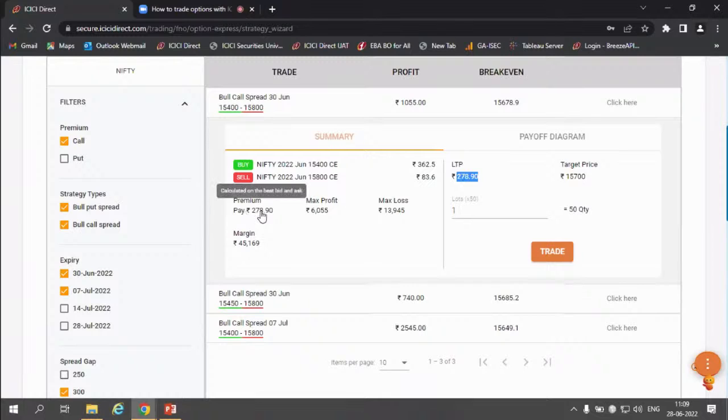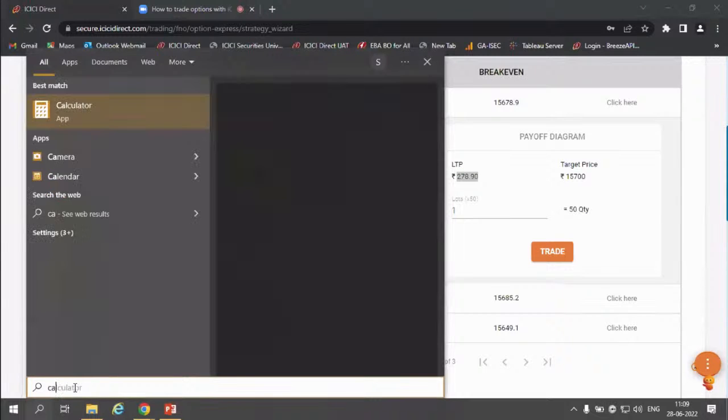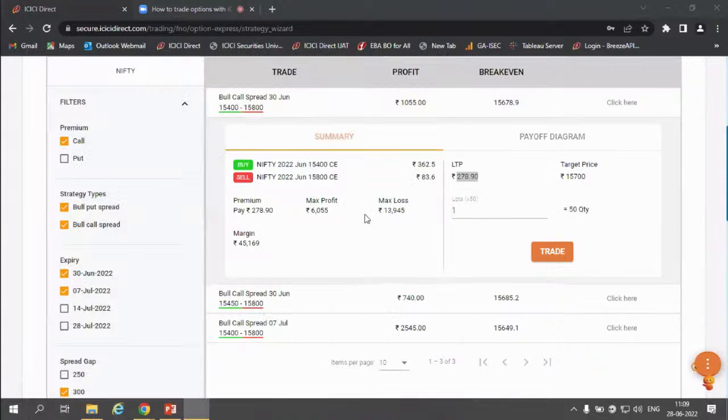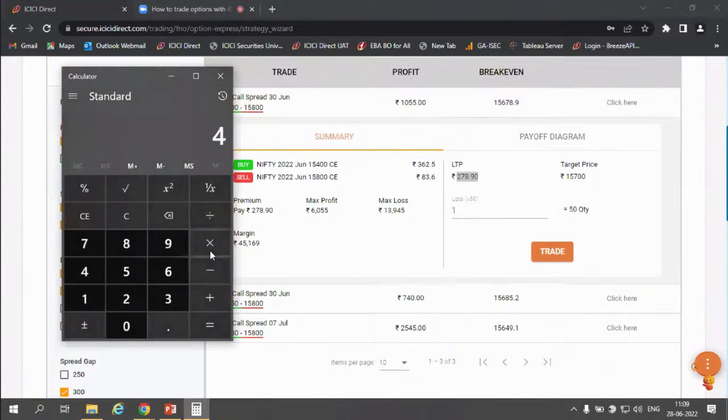Once you pay this total premium of 278 rupees, this is the maximum loss that you're going to get. So what is the maximum profit then? Maximum profit is nothing but the difference between the two strikes. The difference between these two strikes is 400. Let me open up the calculator so it will be easier for you to understand. So 400 minus the premium that I'm paying, which is 278.90.